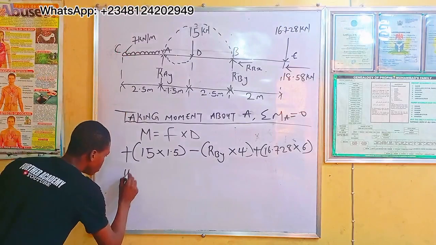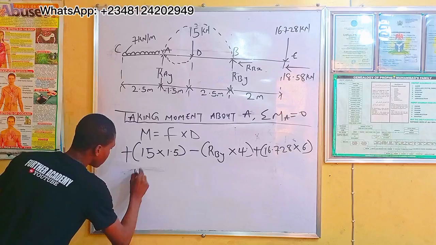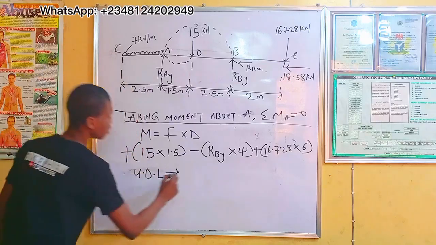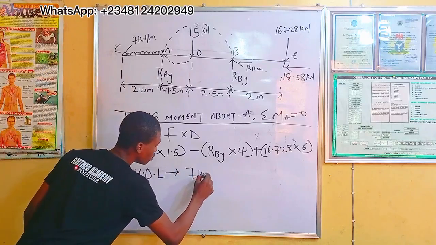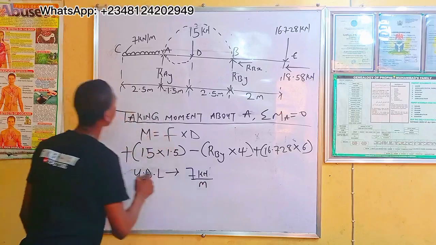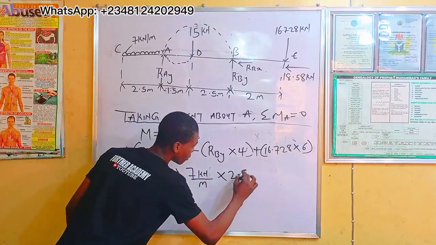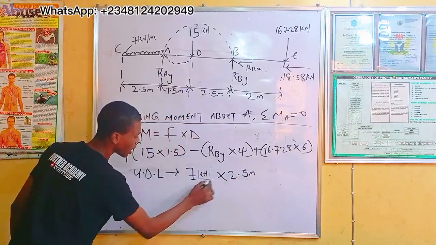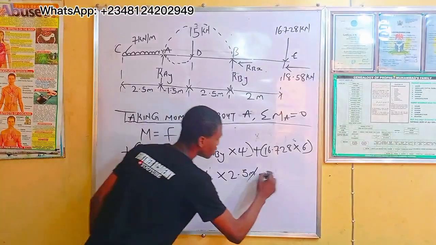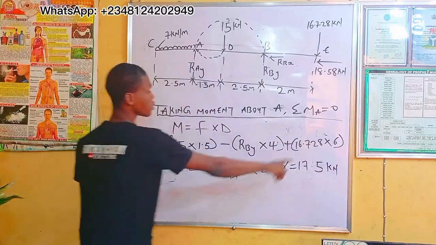Let's solve for the UDA. What's the intensity of this UDA? 7 kilonewton per meter. Right? What's the total distance it covered? Multiplied by 2.5 meter. Then you notice that meter cancels meter. We solved this earlier, and the product of this gave us 17.5 kilonewton. Right? Now, this is just the force of this UDA.